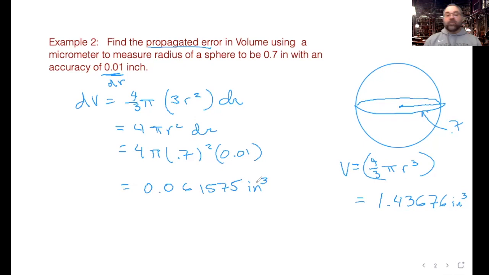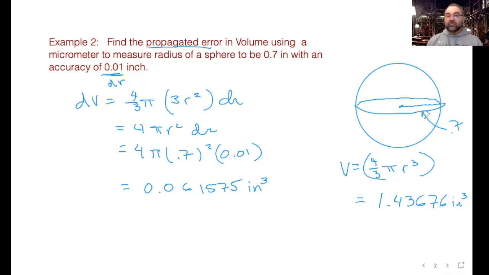So yes, if my measurement is exactly right, 0.7, then the volume of the sphere is 1.43676 cubic inches. However, knowing that the accuracy of the tool I'm using is limited to 0.01 inches, my volume could be off by as much as 0.061575 cubic inches. That is my estimate for the propagated error in the volume of the sphere.